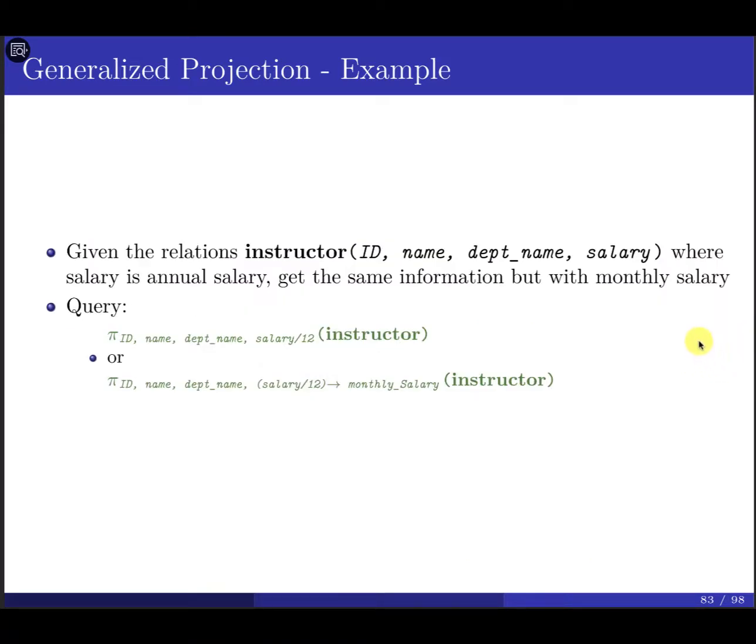Let me give you another example here. Let's say you have the instructor ID, name, department, and salary, and assume the salary, as given in this relation or table, is the annual salary, and I want to compute the monthly salary.